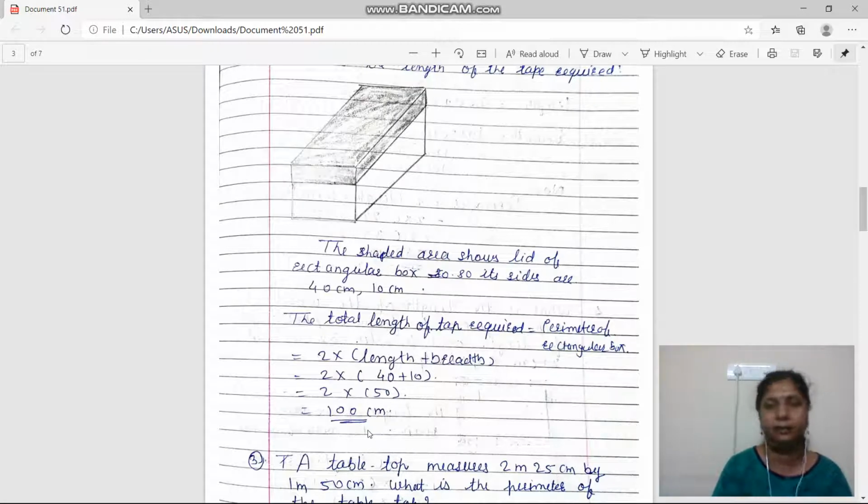Understand everyone? First of all we have to understand the geometrical shape of the given figure or object. Then decide the formula which we use. Then put the values, see the units properly, whether they are in the same unit or different units. If they are different, then you have to convert them. Get it? So this is the answer. Okay. Now next question.